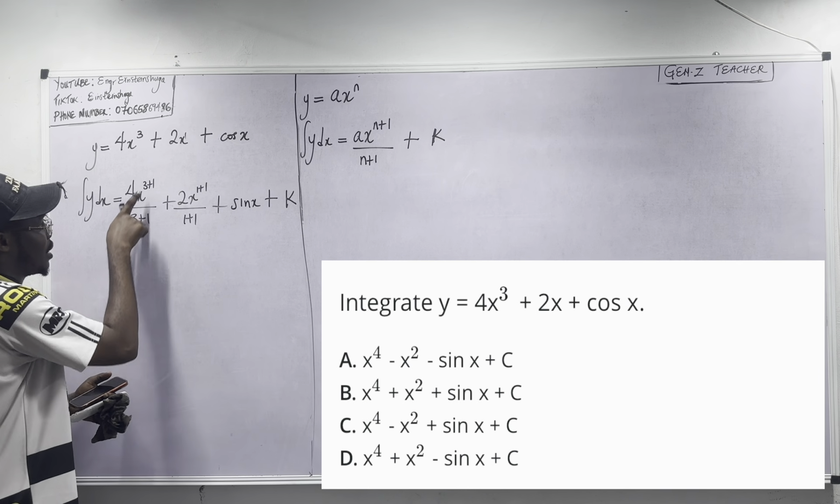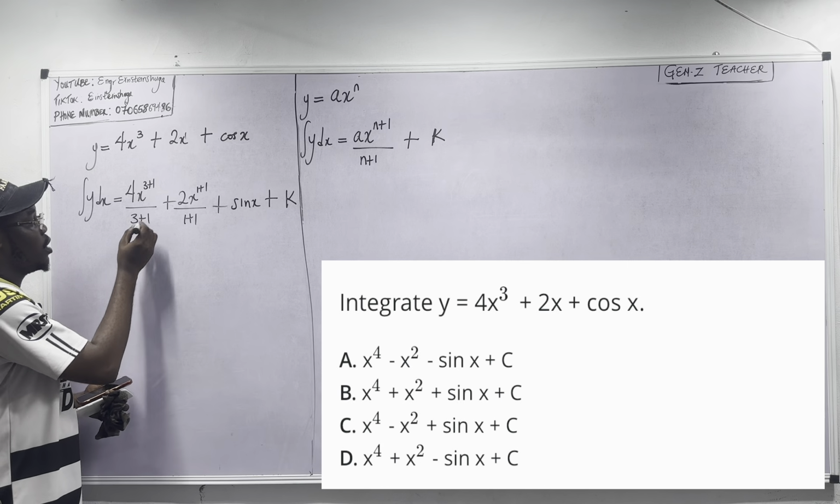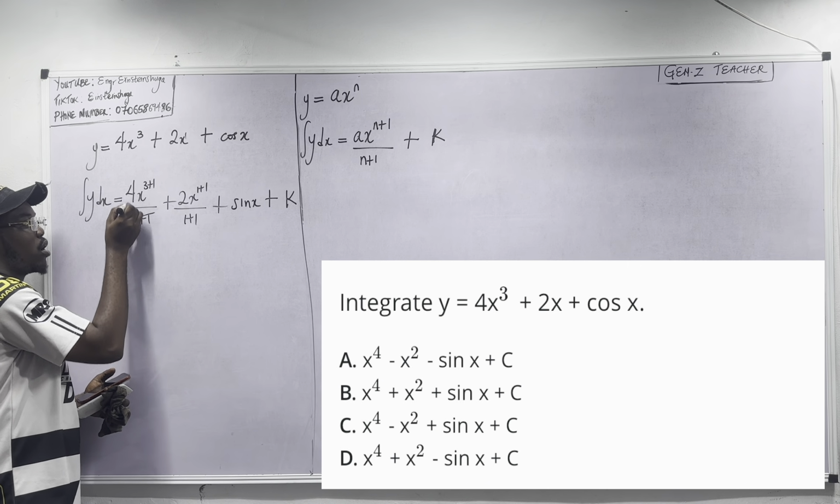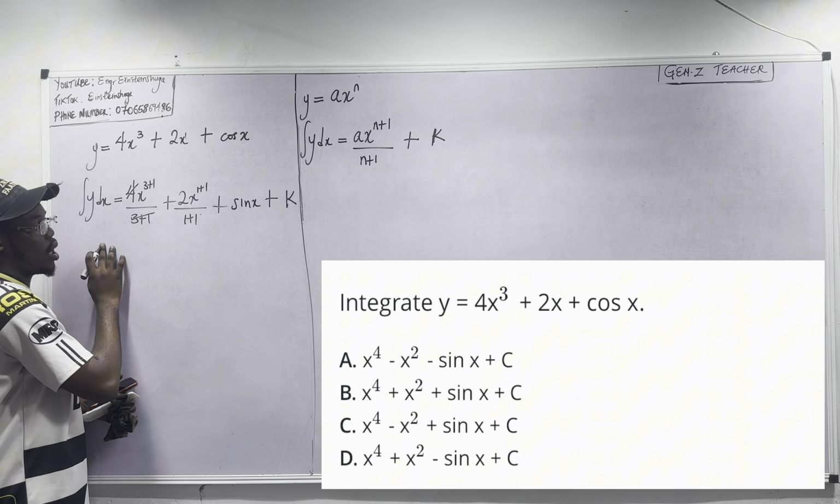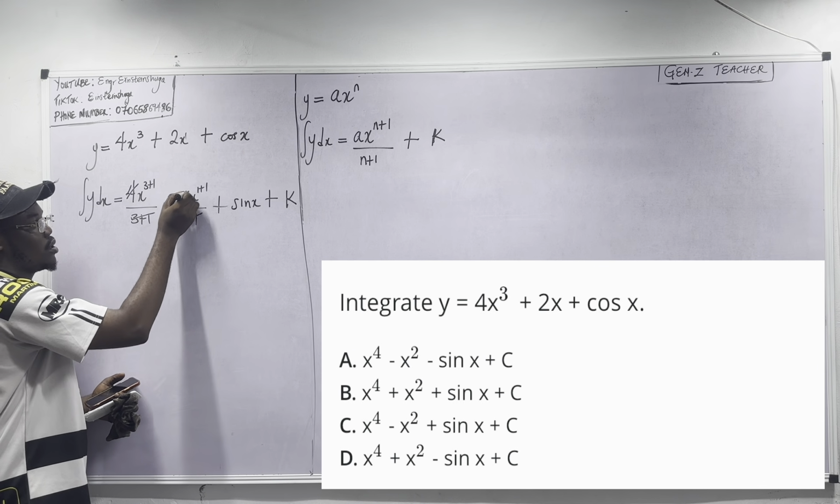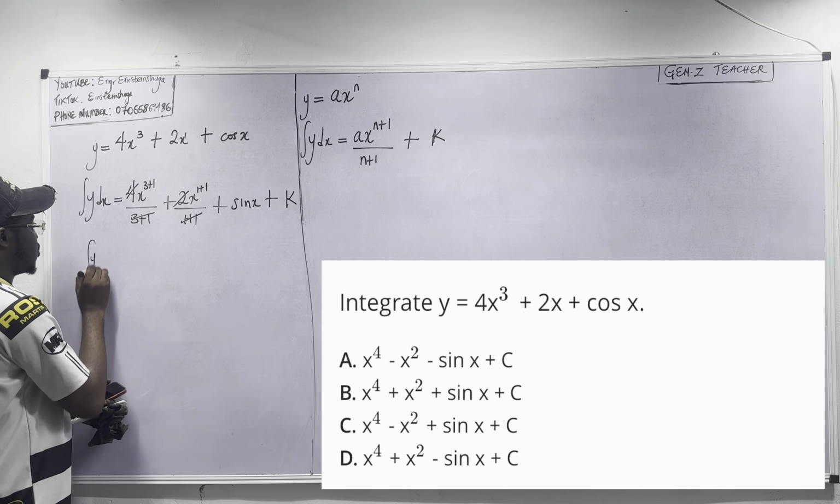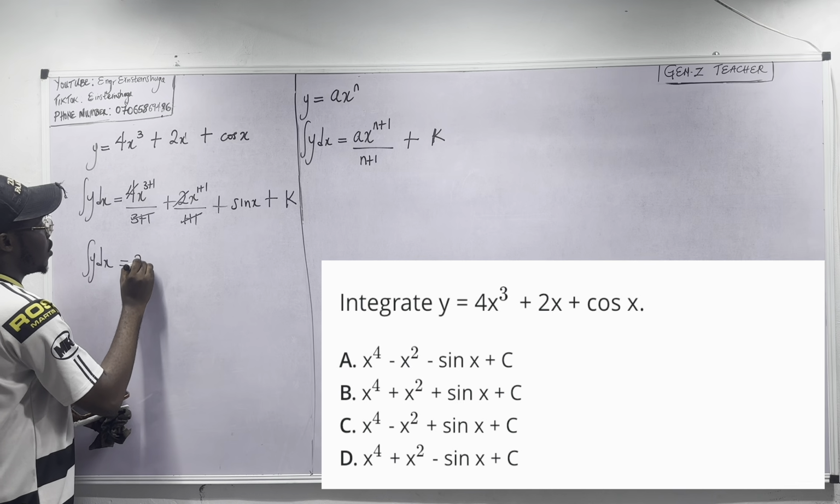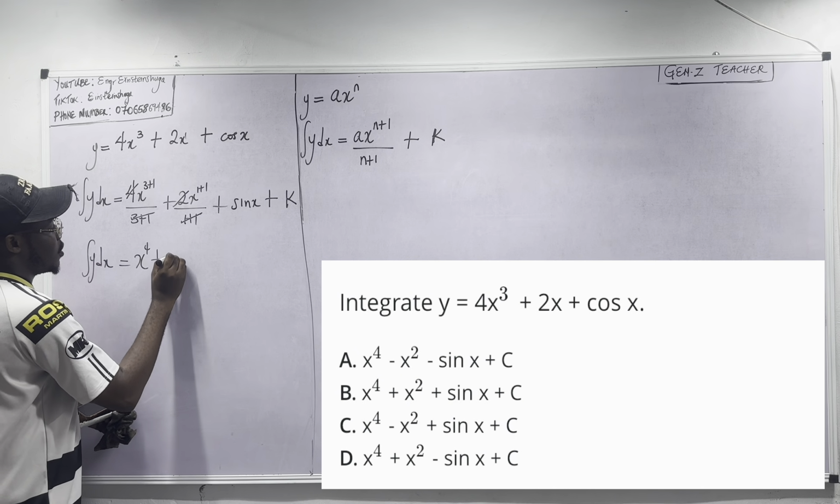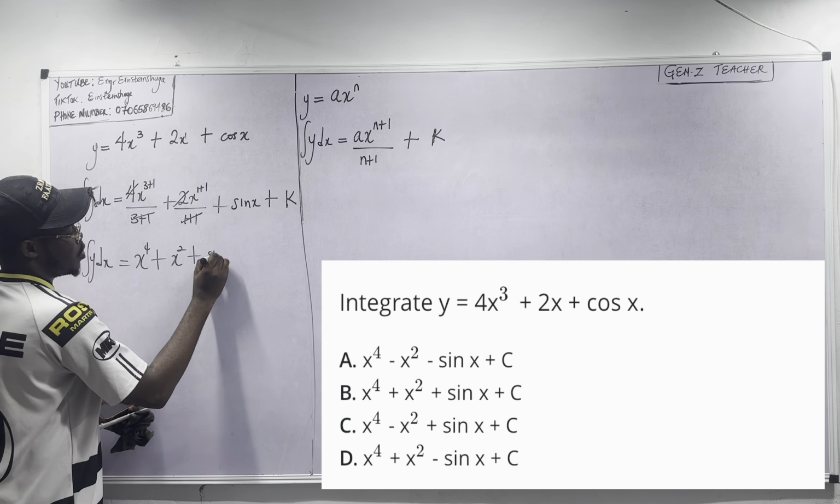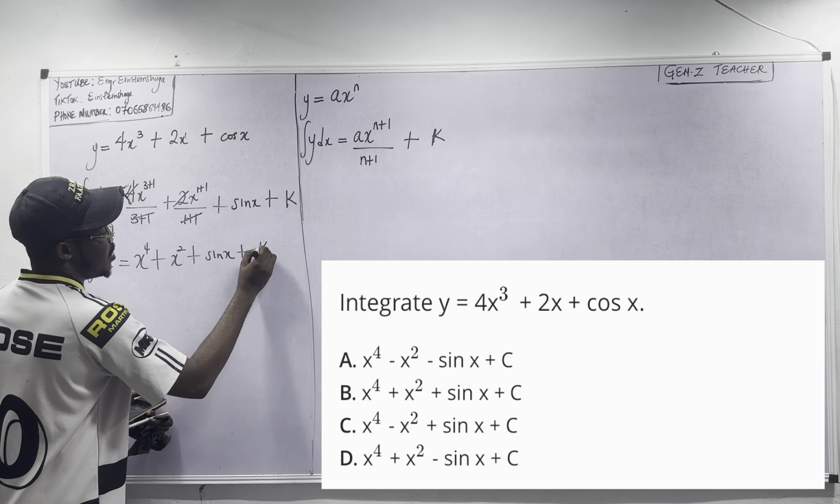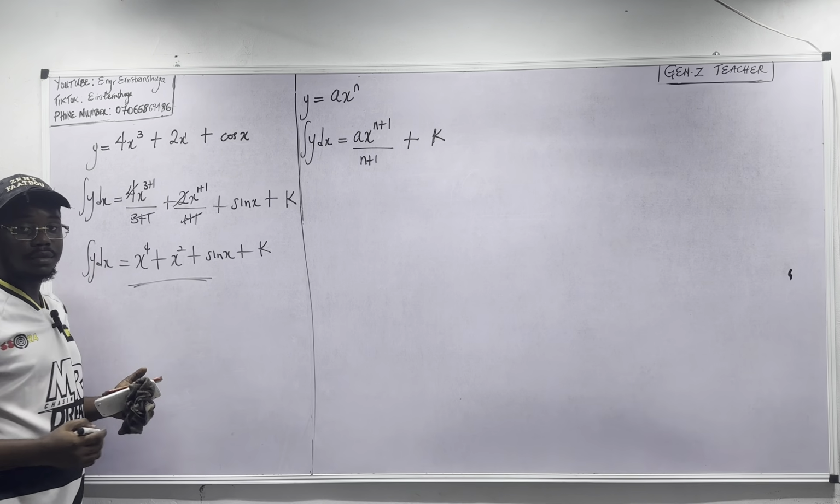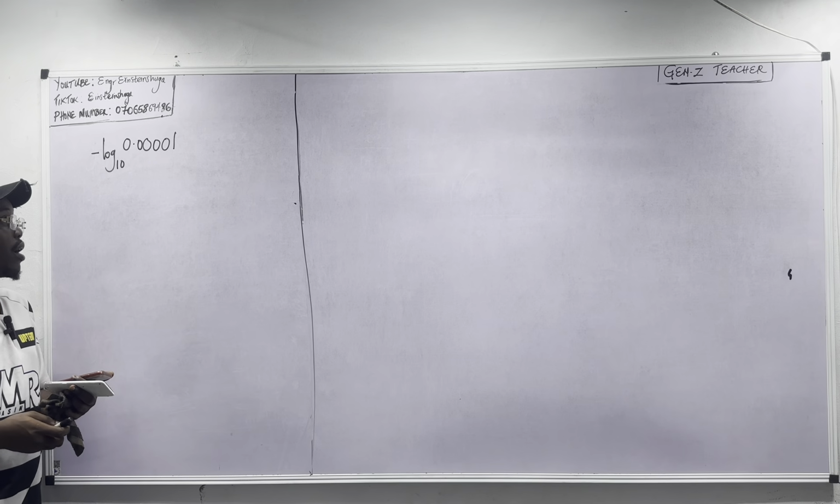Now we can simplify this part. How do I mean? 3 plus 1 is 4, so 4 cancels out 4. 1 plus 1 is 2, so 2 cancels out 2. So you're going to have the final answer to this question to be x raised to the power 4 plus x raised to the power 2 plus sin x plus k or c. That's the answer.